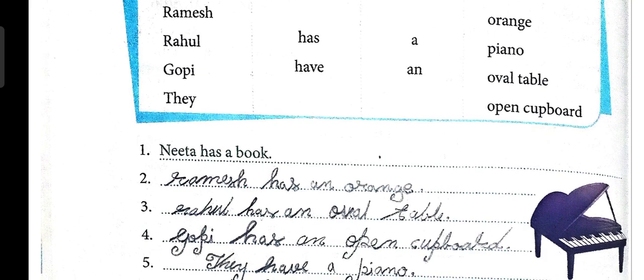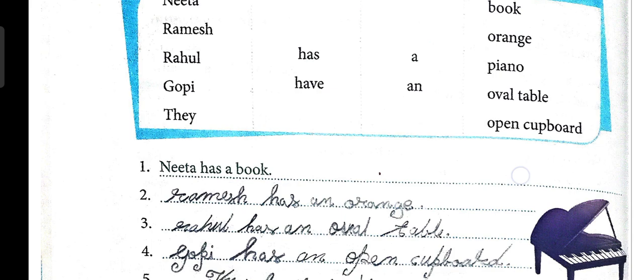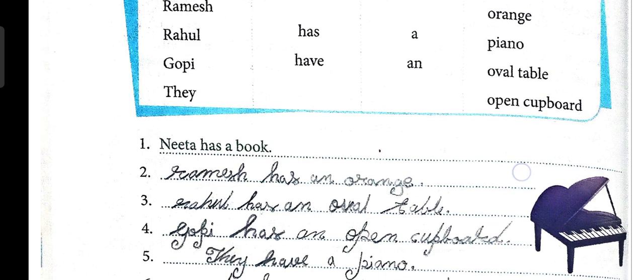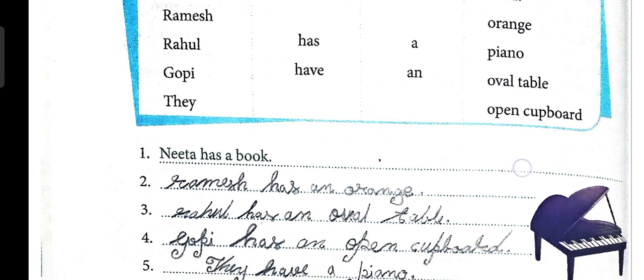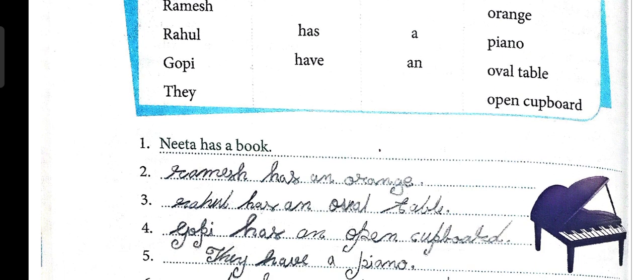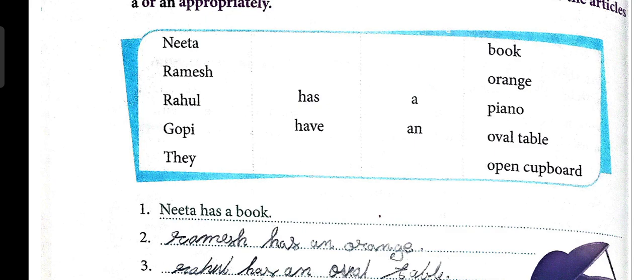Okay, so now we are going for the question number 2. Ramesh has, because Ramesh is singular, so we will use has an orange. With the orange we will use an. If I talk about Rahul, Rahul has an oval table. Done. If I talk about the question number 4, Gopi has an open cupboard.